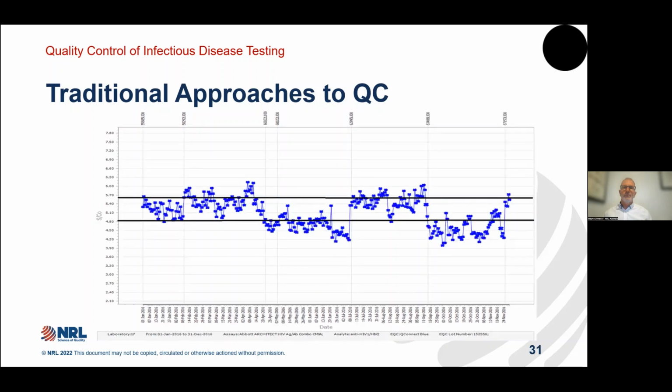And when we apply those 2 standard deviations we have calculated to the entire data set, we can see that due to lot variation, most of the results in infectious diseases testing would at some stage fall outside of those 2 standard deviations.